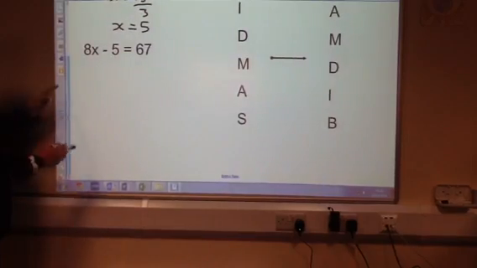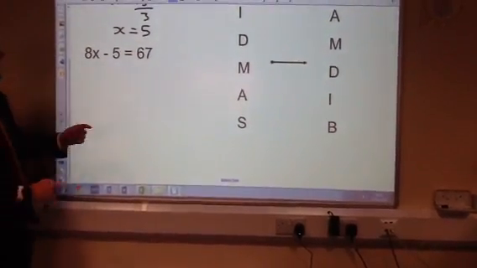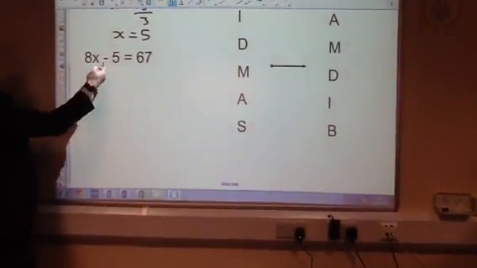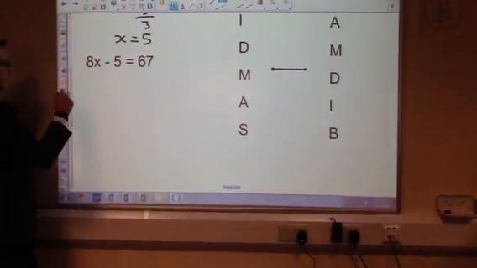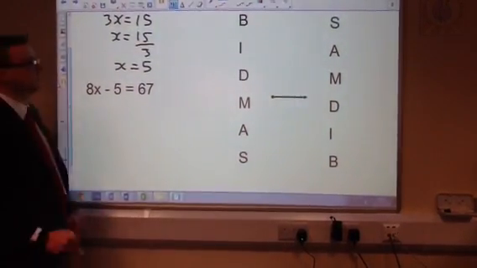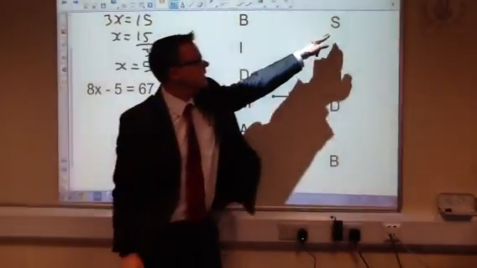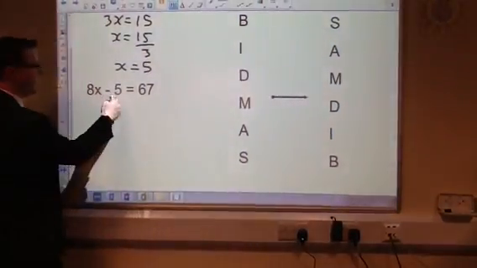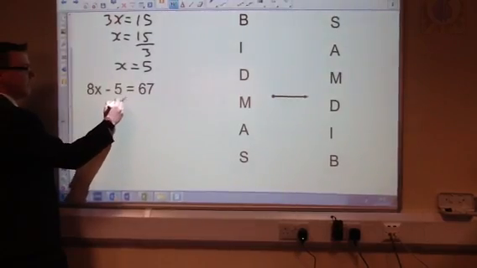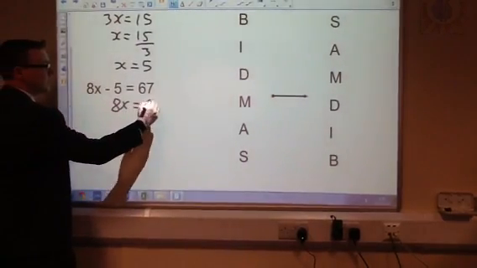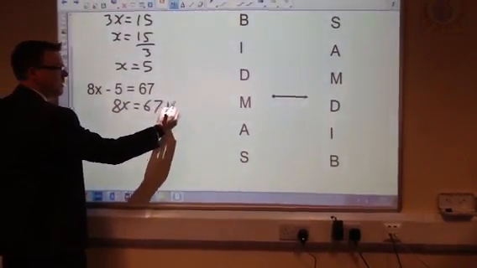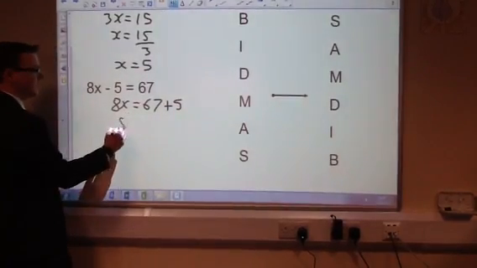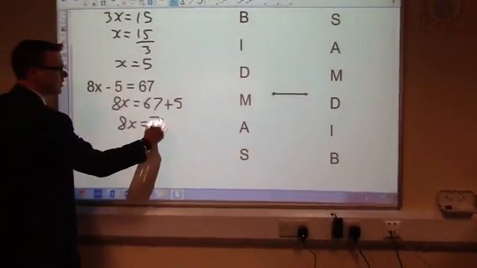Down here, 8x minus 5 equals 67. Again, I've got 2 things to get rid of. I've got the 8 to get rid of, and the minus 5 to get rid of. I use my inverse of BIDMAS, SAMDIB. I get to the subtraction first. So I get rid of that subtraction first. So I get 8x equals 67. Inverse of subtraction is plus. Plus 5. So 8x equals 72.